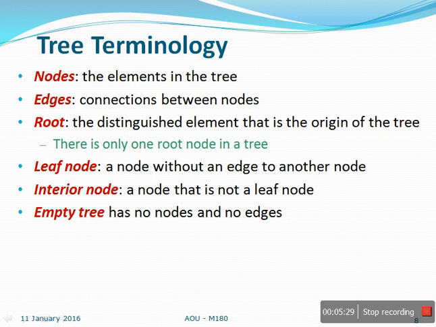So here are the definitions for those terms. A node is an element of a tree, an edge is a connection between nodes, and the root is a distinguished element, that is the origin of the tree. In every tree there is only one root. A leaf node is a node without any children. An interior node is a node that is not a leaf. An empty tree does not have any nodes or edges. So with no nodes and no edges, we call it an empty tree.